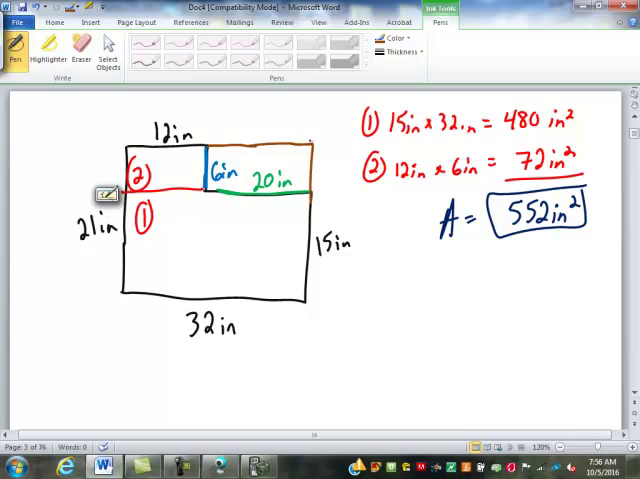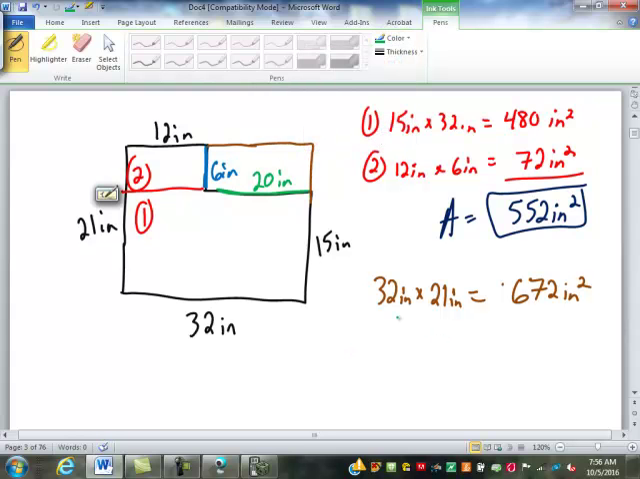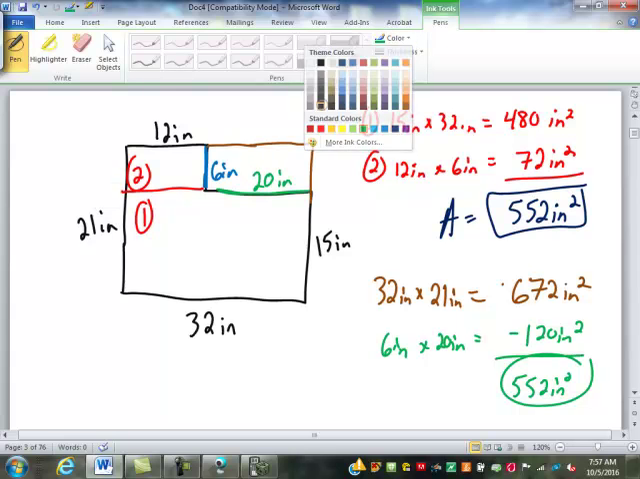Yeah, we could have made it a complete rectangle and subtracted out. So that big rectangle would have been 32 inches by 21, which would be what, 672 square inches. And then we could have subtracted out 6 inches by 20 inches, which is 120 square inches, which gets us to 552. We get to the same result.